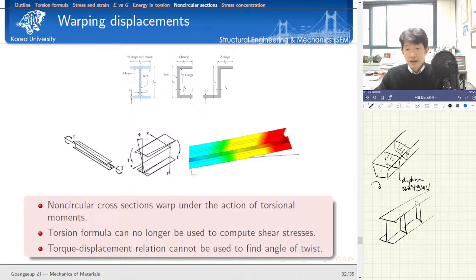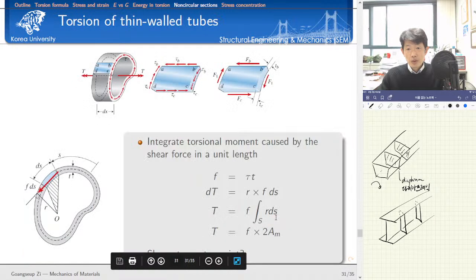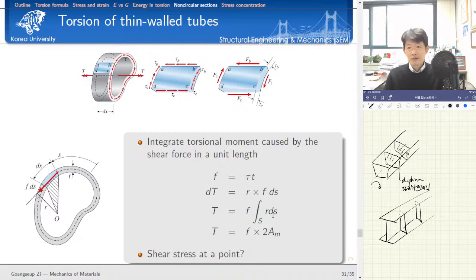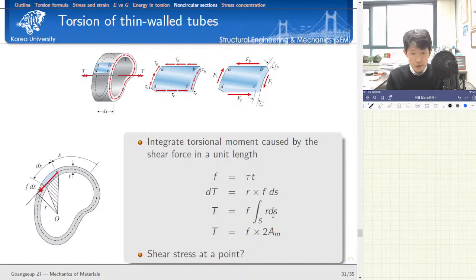Do you understand? Our point is we assume that we put a number of diaphragms to prevent warping. So let's consider a thin walled tube, which has an arbitrary shape of cross sections. Because this is not circular, it produces warping too. But let's assume that we prevent warping displacement by putting the diaphragms here. So let's consider an arbitrary tubular section here.